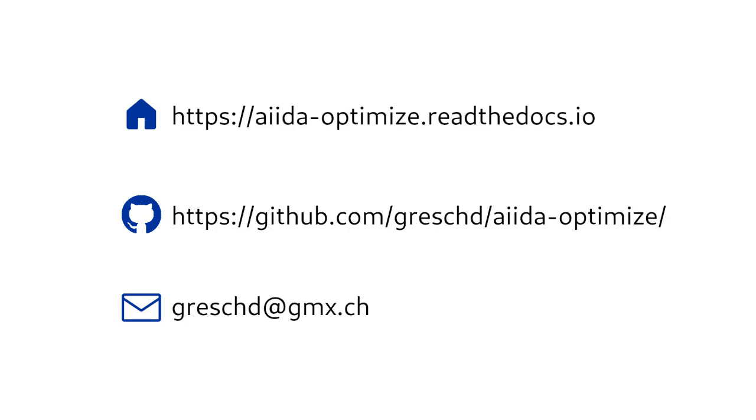Let me conclude by mentioning where you can find more information on aiida-optimize. On the documentation website, you can find a short tutorial and a reference for the different parts of aiida-optimize. On the GitHub page, you can make feature requests, or we can collaborate on implementing new features. You can ask a question either on the GitHub page or by sending an email to me directly.